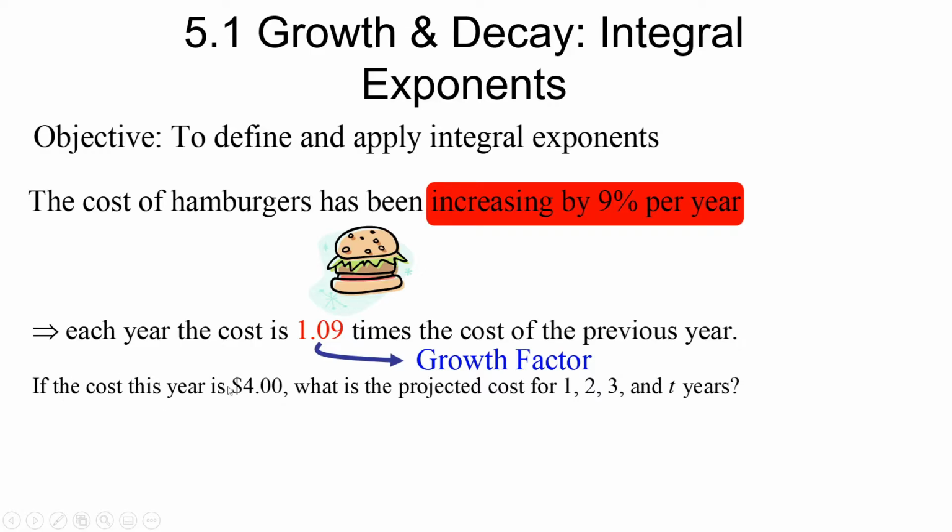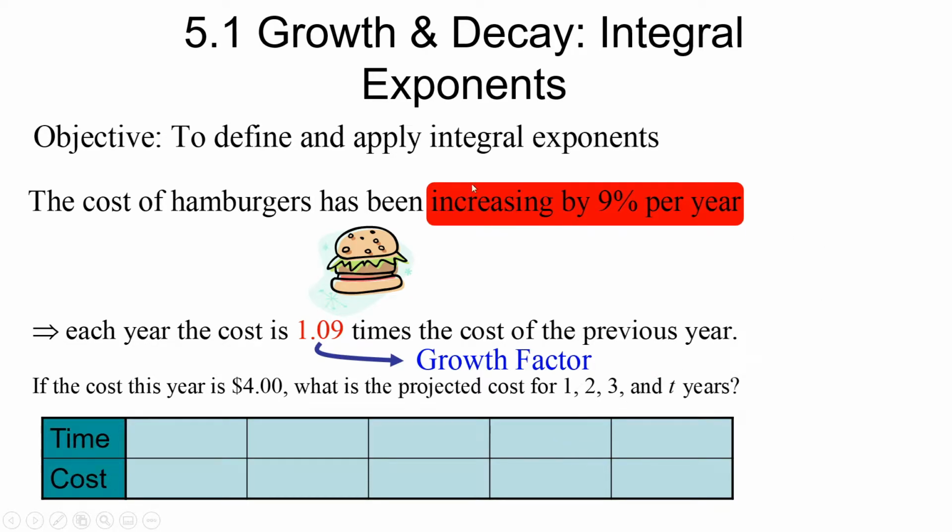If the cost this year is $4, what is the projected cost for 1, 2, 3, and t years down the road? Now, they're having you look at this so you can kind of develop how you can easily set up an exponential model. We're going to start with a little table right here. All right, so we're going to have our independent variable time and then our dependent variable cost. Cost depends on time.